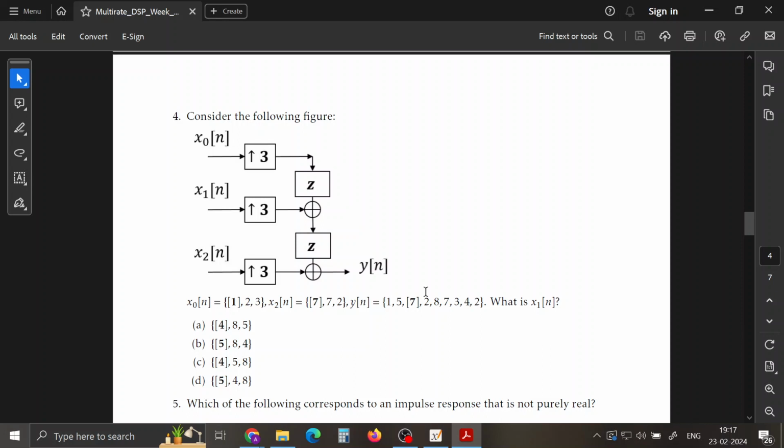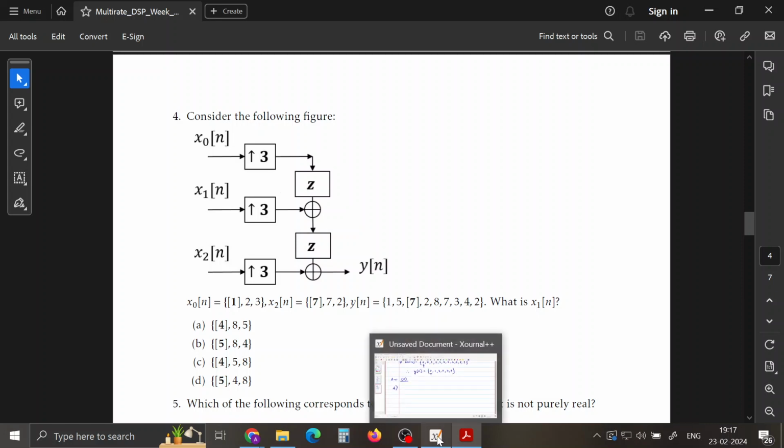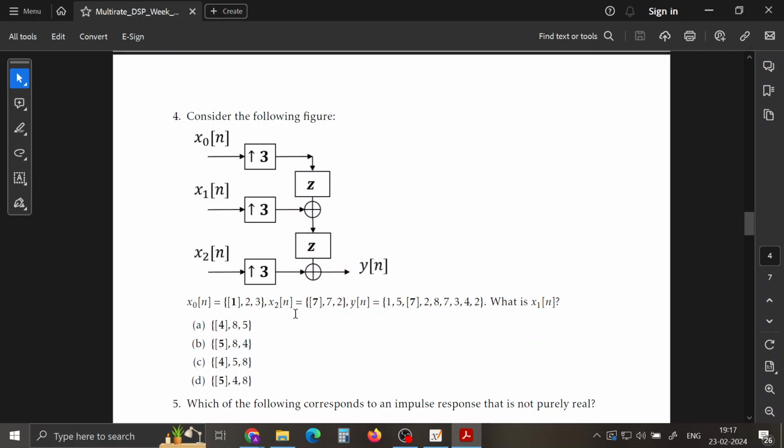Now this time you have to calculate the contribution from all the 3 branches, because all the 3 branches are getting added up finally to give me y of n. In the previous 2 cases, you only had to consider the lowermost branch. Here we actually have two adders, as you can see. That's why you need to consider the contribution from all the 3 branches, but the procedure is the same. Let me read the question anyway.